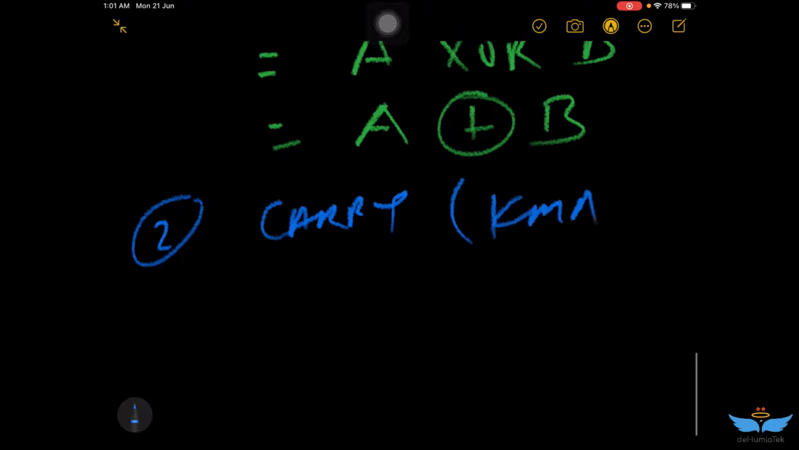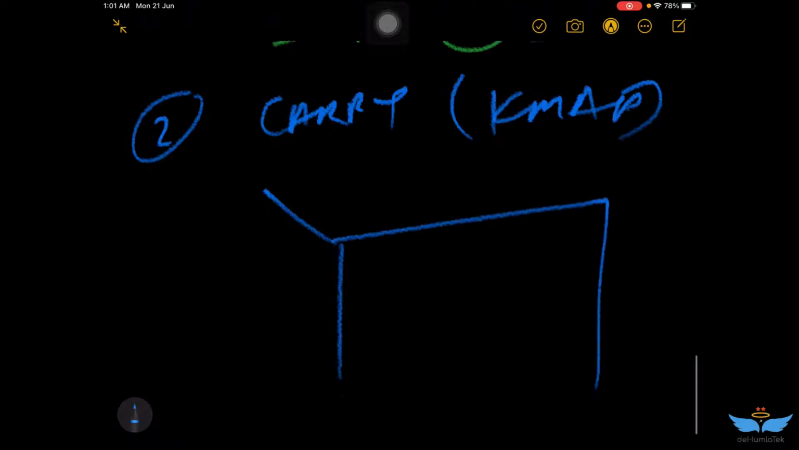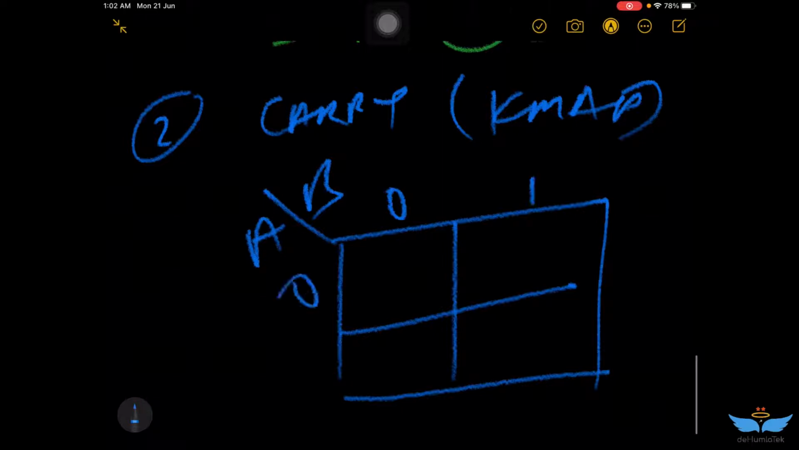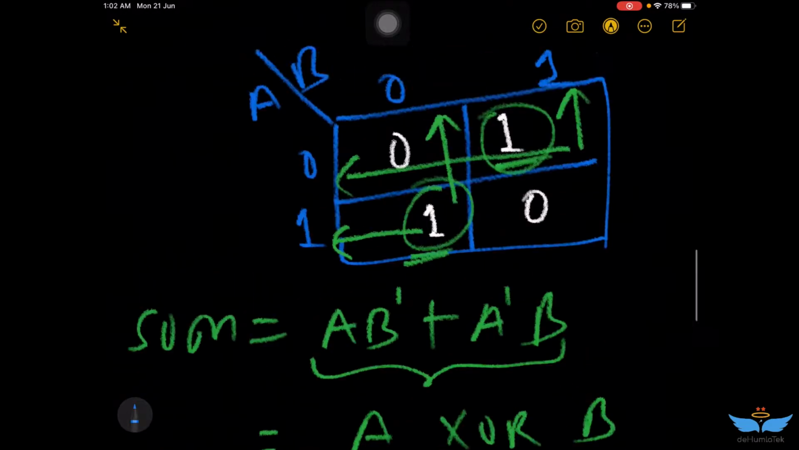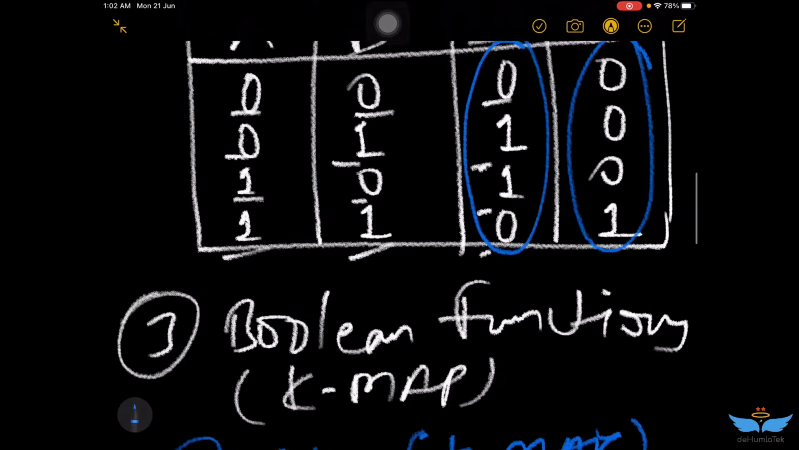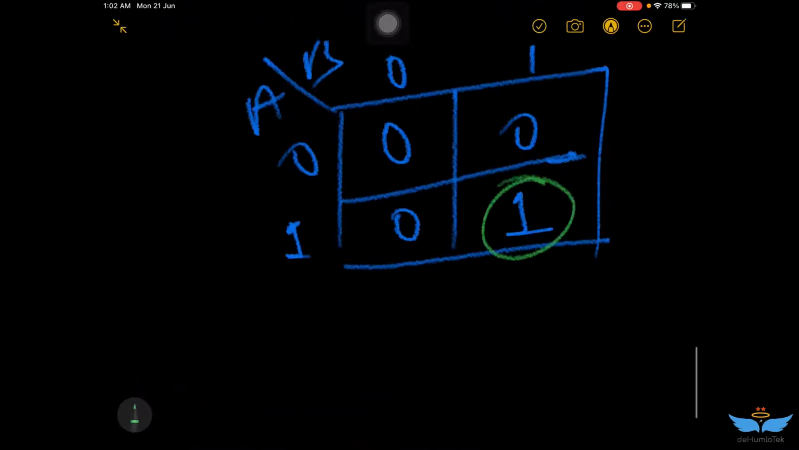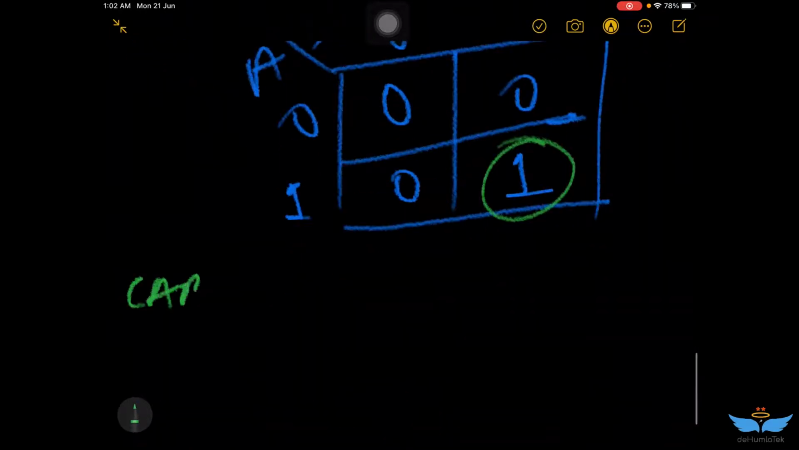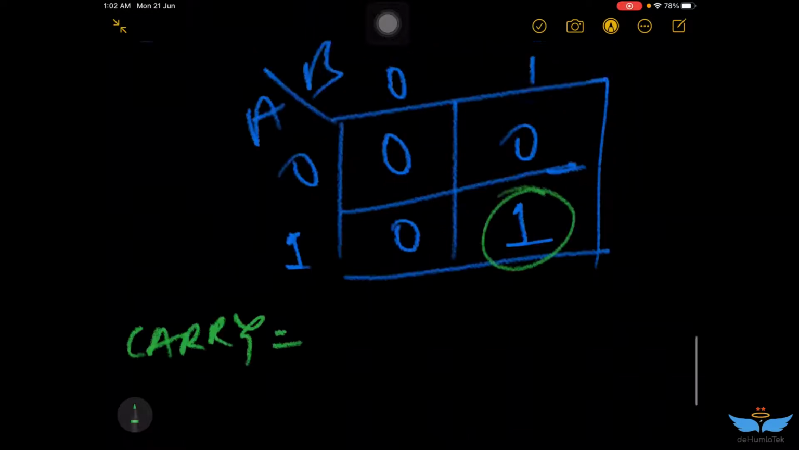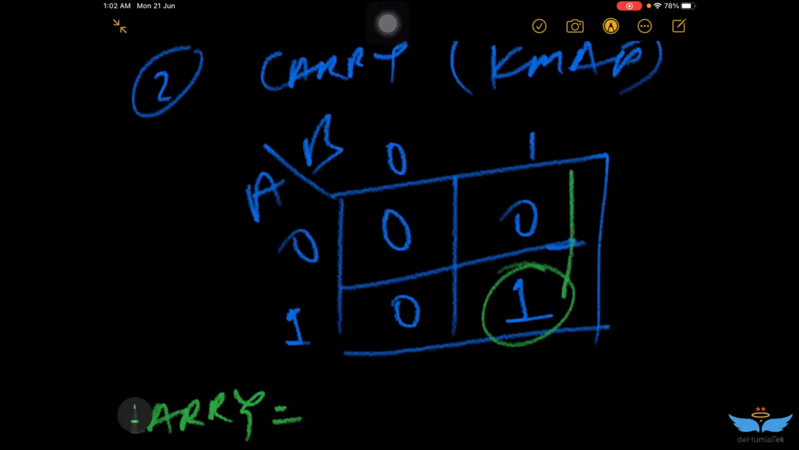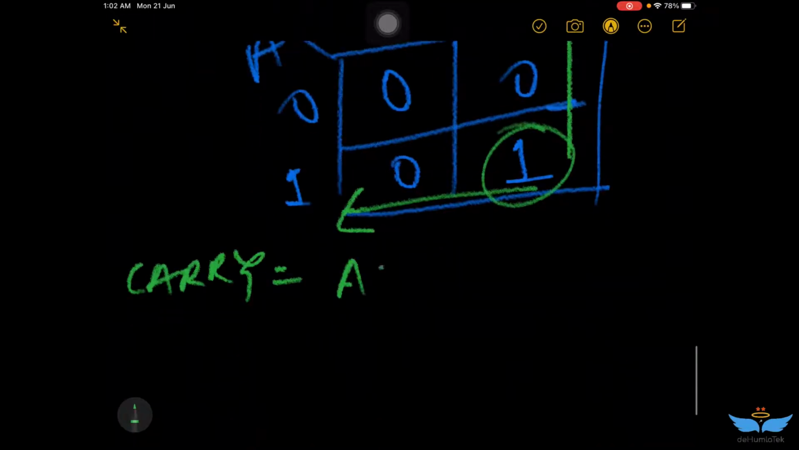First I'll make a template. Again we'll take A and B, and again this has two possibilities. The values are 0, 0, 0 and 1. Now we have to encircle this one. The function for carry: there is only one possible one. If you look at B, there is 1, and at A, there is again 1, so it will be A and B.